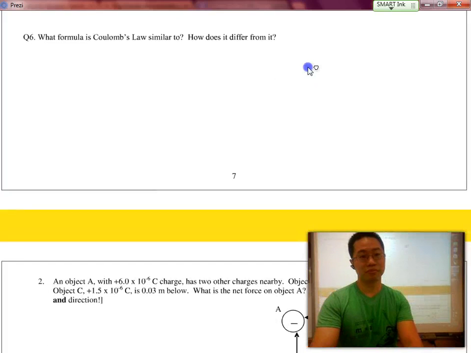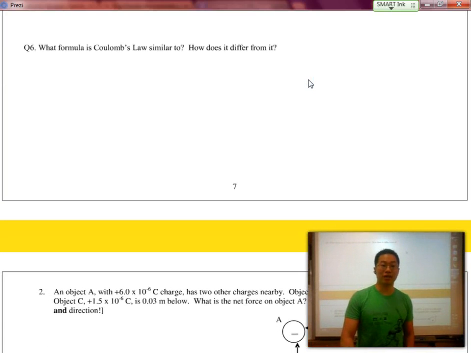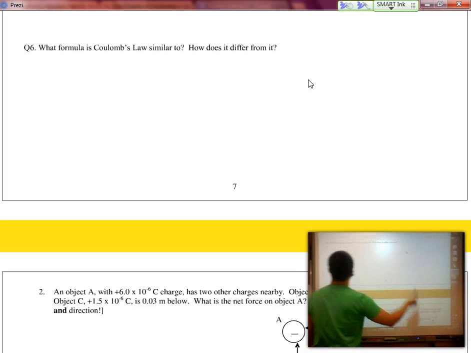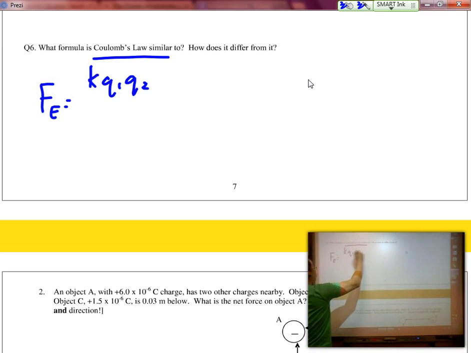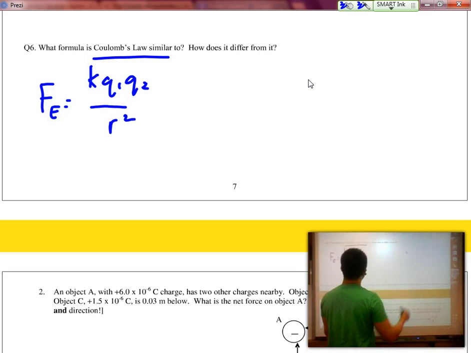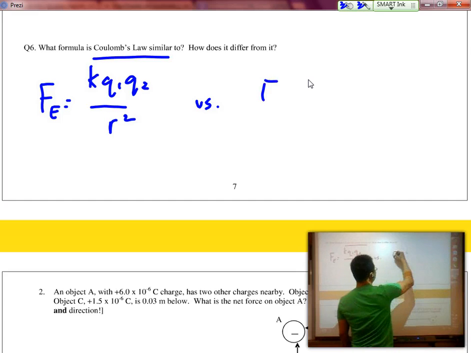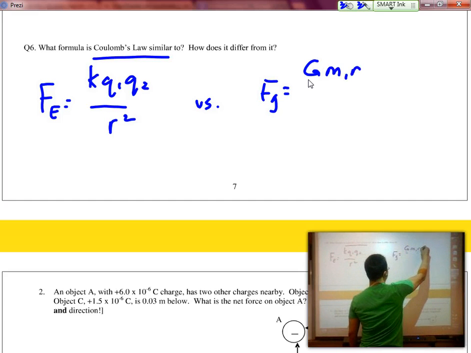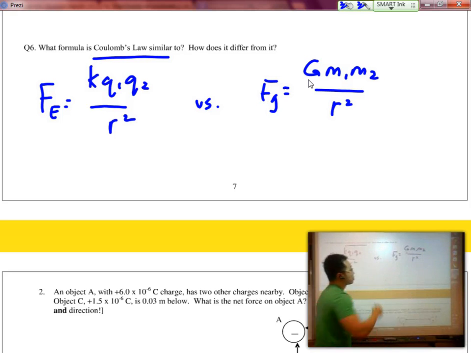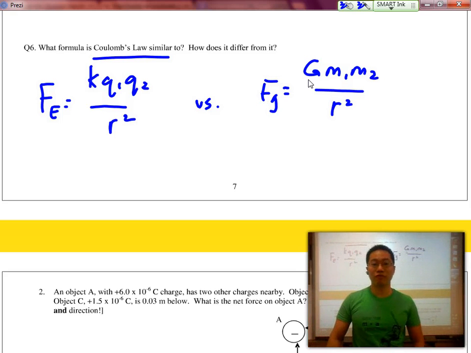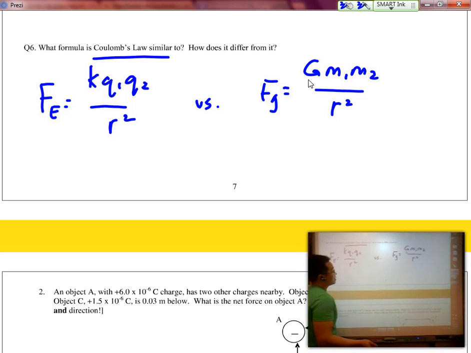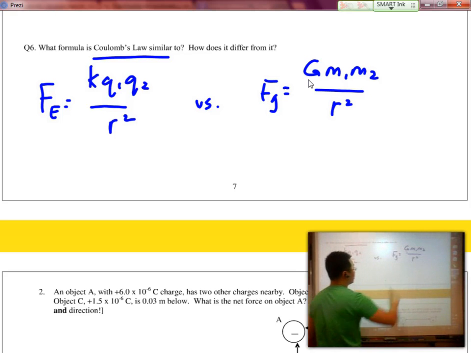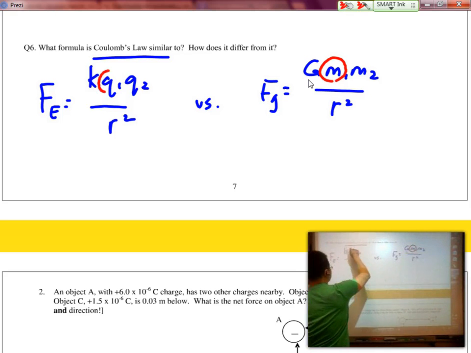Now, I would like to point out, however, that Coulomb's law is very similar to another law. Fe is equal to K Q1 Q2 over R squared. Has a lot of similarities with Fg equals G M1 M2 over R squared. Gravitational force and electrostatic force are both two of the fundamental forces within the universe. And R means distance for both of them. The only difference is that we deal with masses instead of charges with gravity.